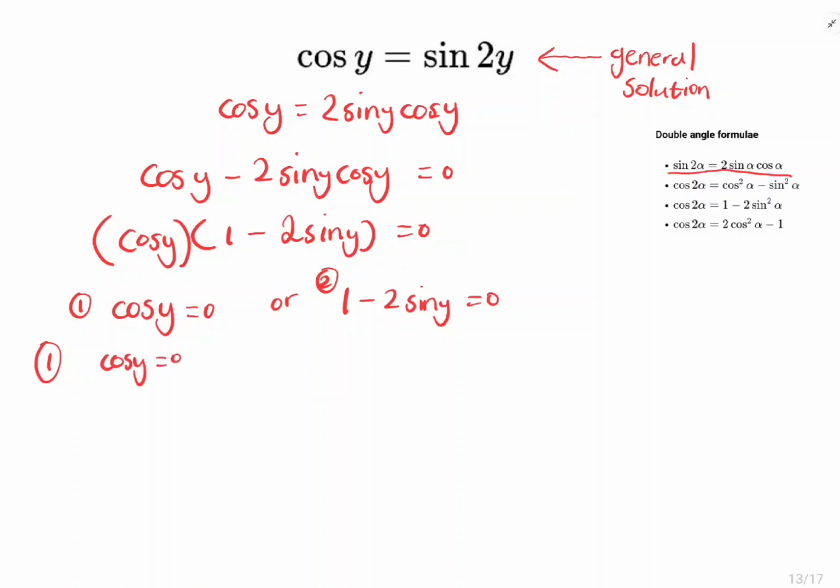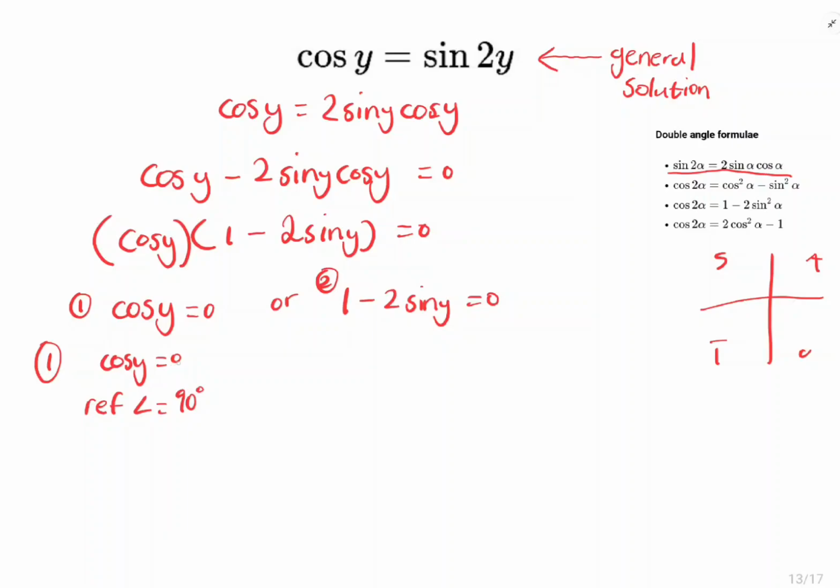Let's find the general solution. We know that for a reference angle, we ignore the sign and take the number on the right, which is 0 in this case. So the reference angle is going to be 90 degrees. And we know that with a CAST diagram, which quadrant is cos going to be positive in?